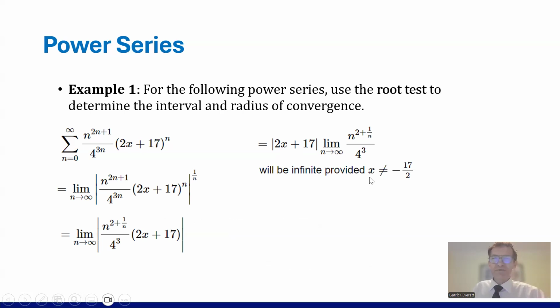So this will be infinite provided x is not equal to minus 17 on 2. This n squared here, or n to the 2 plus 1 over n, will go to infinity as long as that's not true.